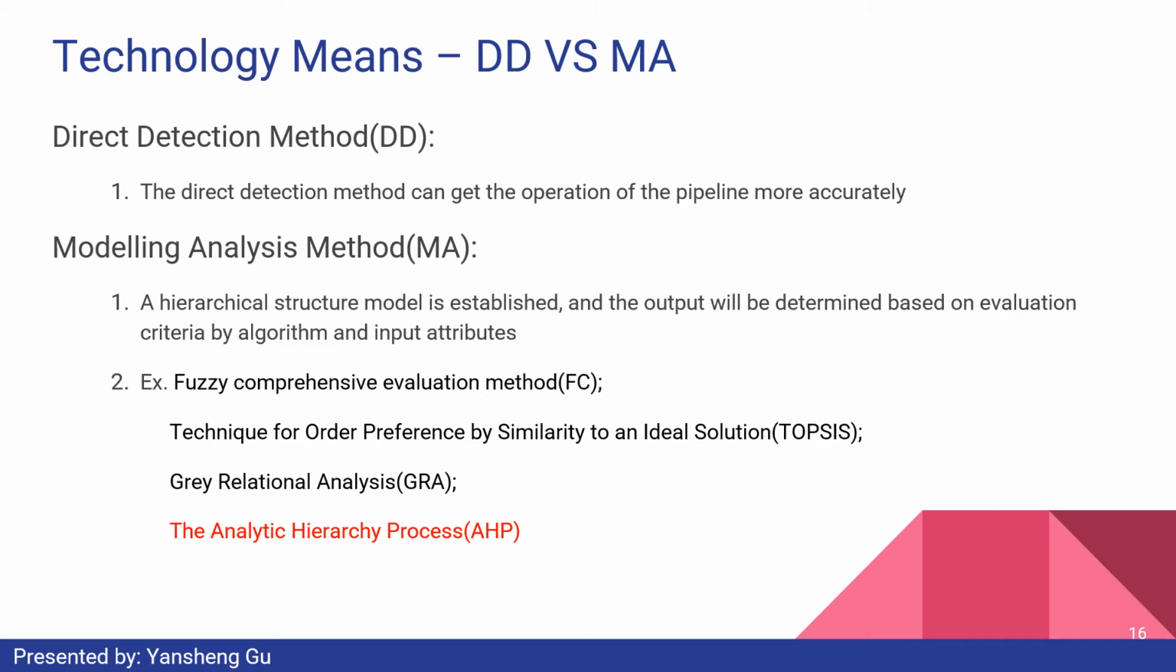The second method is the modeling analysis method. A hierarchical structure model is established at the beginning, and the output will be determined based on evaluation criteria by algorithm and input attributes. We find 4 different types of modeling analysis methods online. The first 3 are fuzzy comprehensive evaluation method, technique for order preference by similarity to an ideal solution, and grey relational analysis. In this report, we are going to focus on the first one, the analytical hierarchy process. In the next slides, we are going to get more details on that.